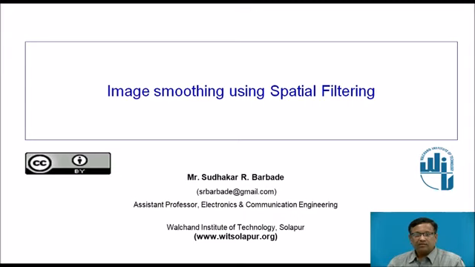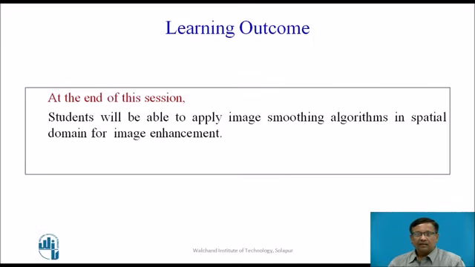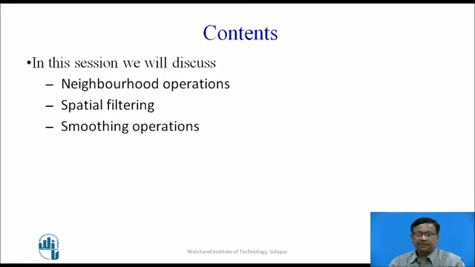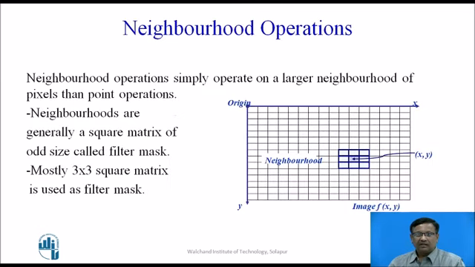Today, we will discuss smoothing using spatial filtering. Learning outcome: at the end of this session, students will be able to apply image smoothing algorithms in the spatial domain for image enhancement. Contents: in this session, we will discuss neighborhood operations, spatial filtering, and smoothing operations. First, we will see neighborhood operations.